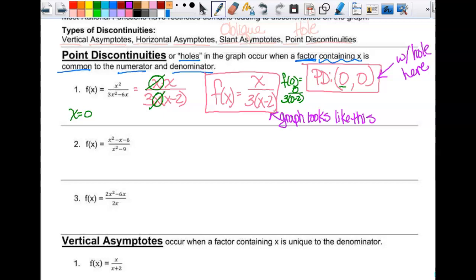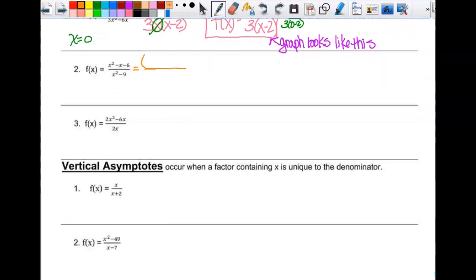Awesome. All right, then let's look at number two. So I need to factor. My numerator would be, I'm going to have x and x, so that would be minus 3 and plus 2. And then my difference of squares, x minus 3 times x plus 3.